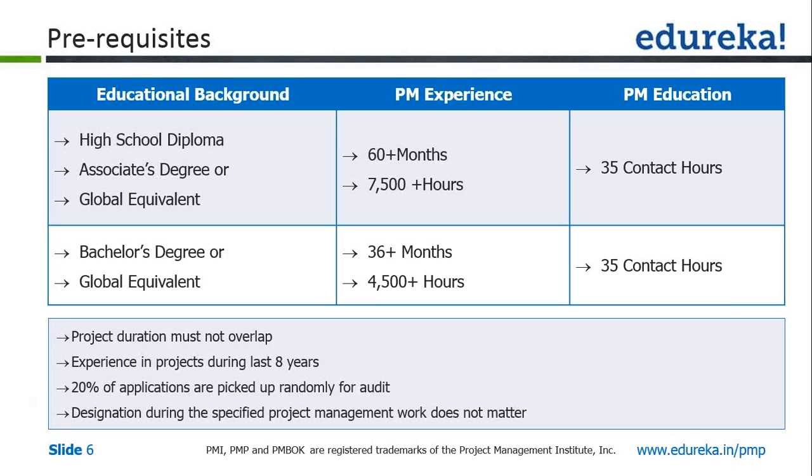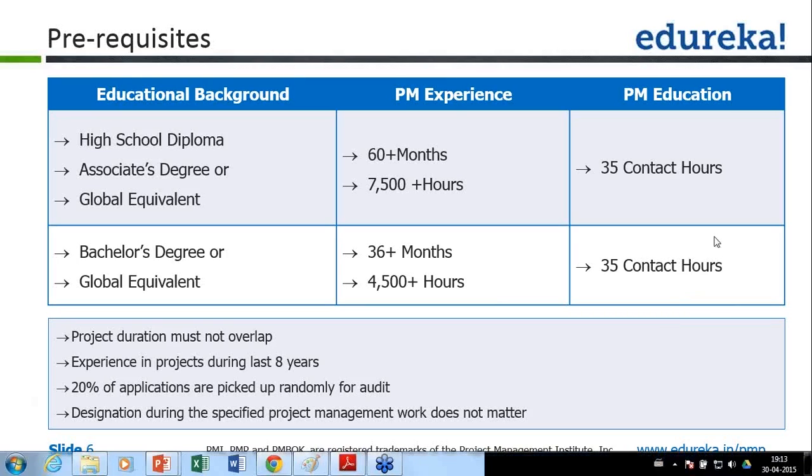In case you do not have a degree, you have just a diploma or an associate degree or global equivalent, then you need to have 7,500 hours of project management experience. And this experience must be from the last 8 years. For example, you are applying for the PMP examination tomorrow in 2015, and you specify that, okay, I worked on a project from 2001 to 2002. PMI is not going to accept that. So whatever experience you document in the application form must be from the last 8 years only. You cannot go beyond that. In case you do that, PMI holds a right to reject that application.